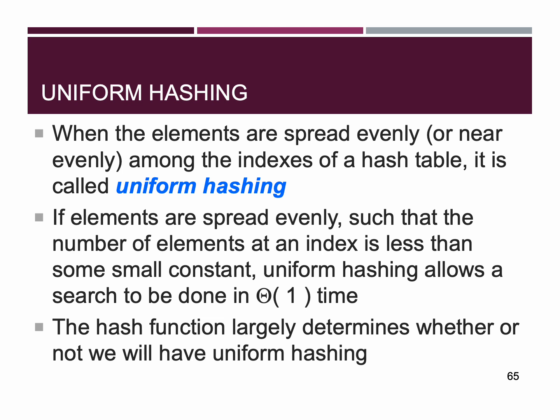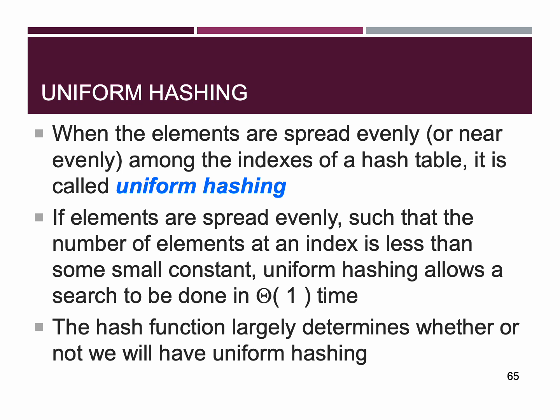If we achieve uniform hashing, the number of elements at any given index is kept low, often just a small constant. This ensures that searches can be done in constant time, Theta(1), maintaining the efficiency that hash tables are known for. The hash function itself plays a crucial role in achieving uniform hashing. A well-designed hash function will distribute keys evenly across the table, minimizing collisions and allowing the table to operate optimally.